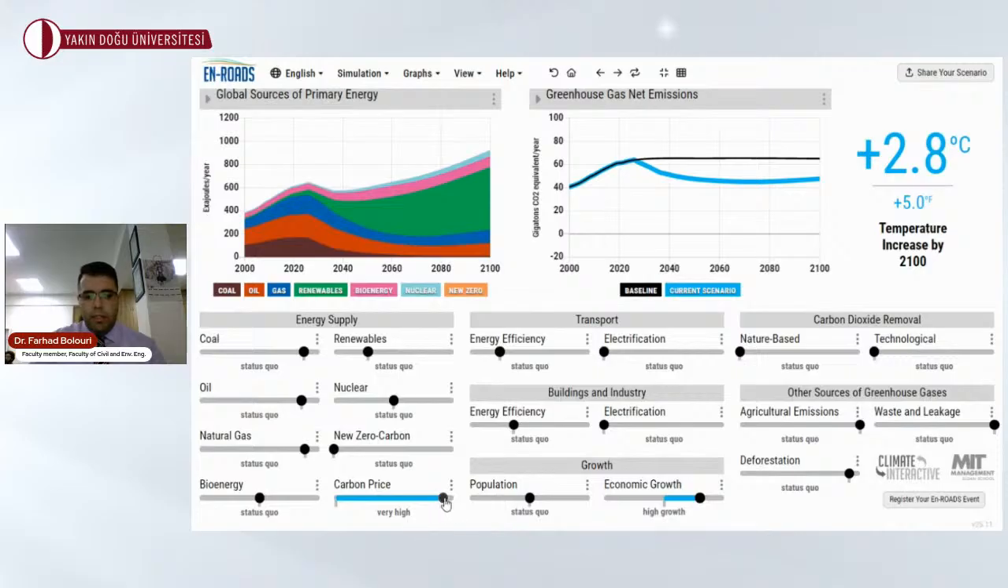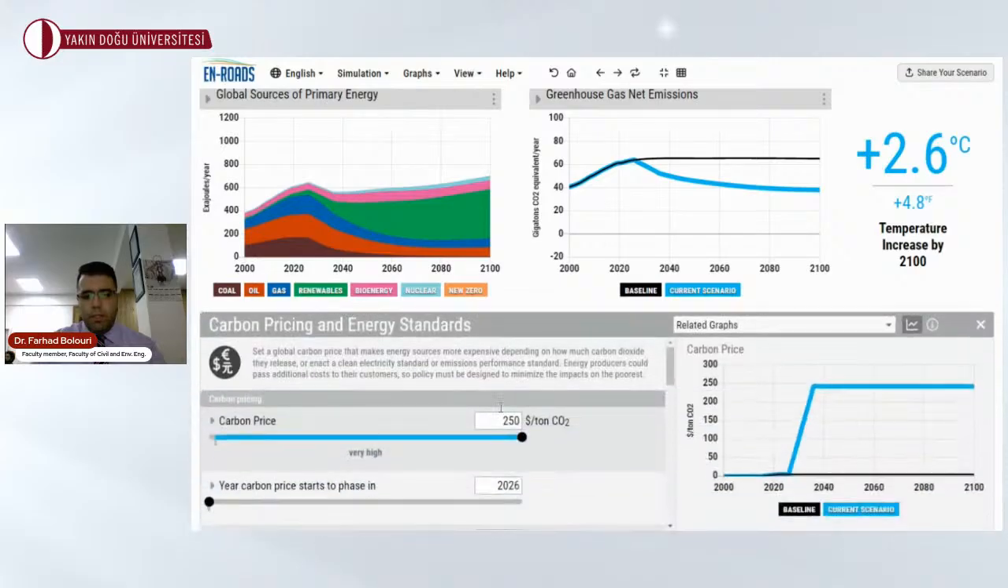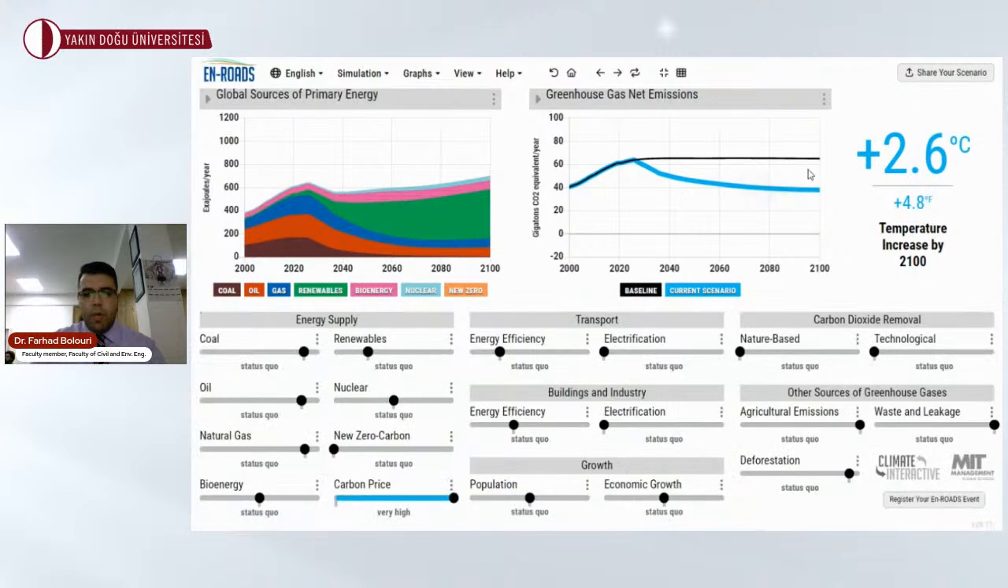Even if you just maximize the carbon price to the maximum, which you can see here is $250 per ton of carbon dioxide, even with this policy you can increase the effect, but you couldn't reach your 1.5.